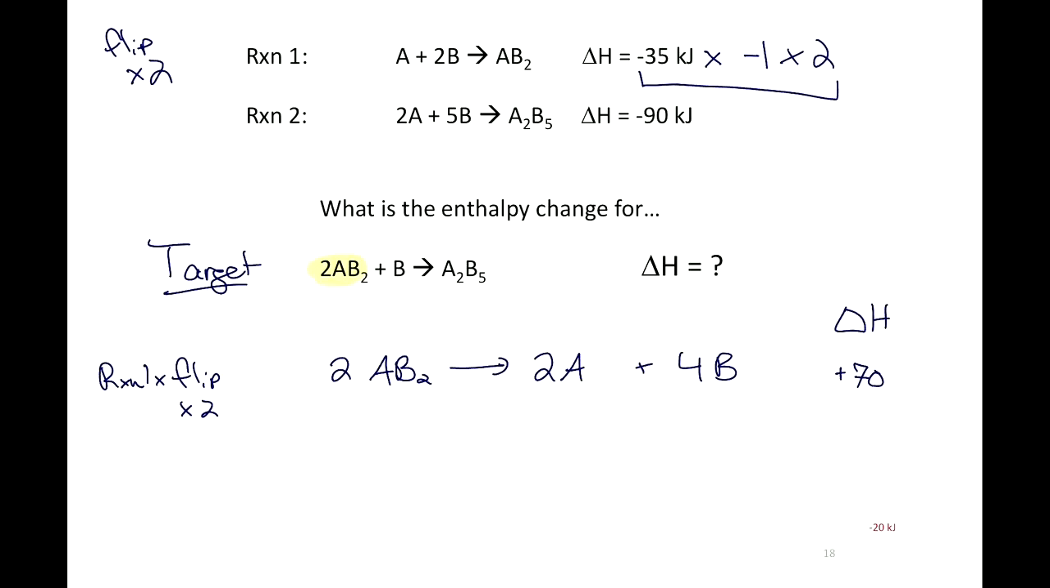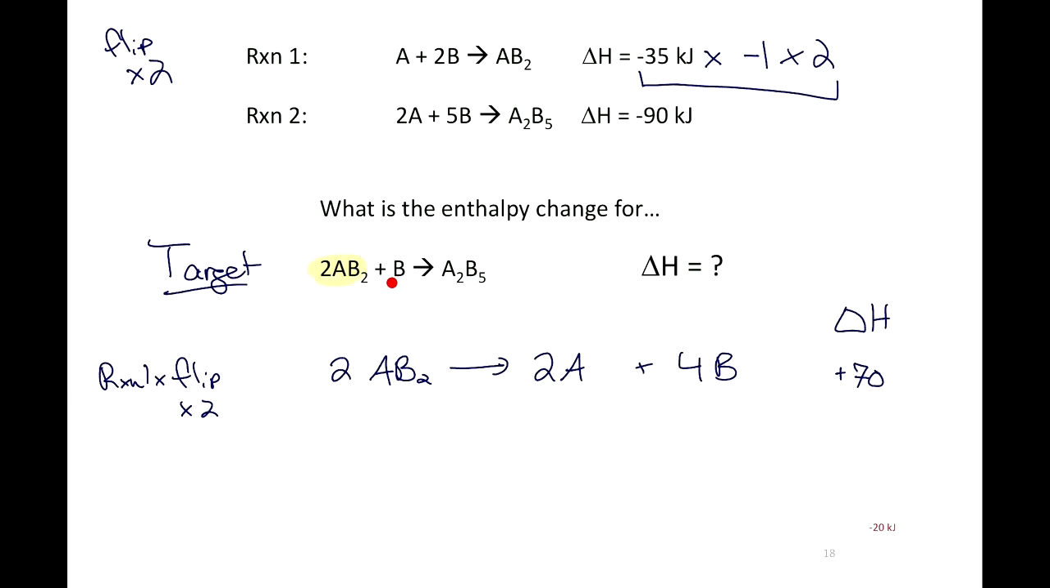Positive 70? Okay, because I flipped it and multiplied it by 2. So I just used reaction 1. Now we need to figure out how we use reaction 2 here. So let's focus on a different substance. I already got AB2 in the right place. So let's look at another weird thing.